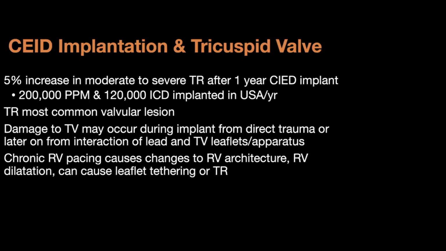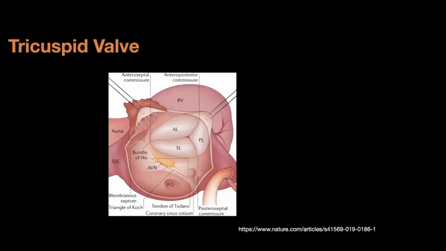We know this very well here at St. Mike's. Damage to the tricuspid valve may occur during the implant itself from direct trauma, whether it be perforation, or impingement on the leads, the leaflet or the subvalvular apparatus. But it can also happen chronically over time as the leads fibrose and become fixed in place, and also with RV pacing, which changes the RV architecture, causes RV dilatation, as we saw in this patient, and then leaflet tethering, which can lead to worsening TR.